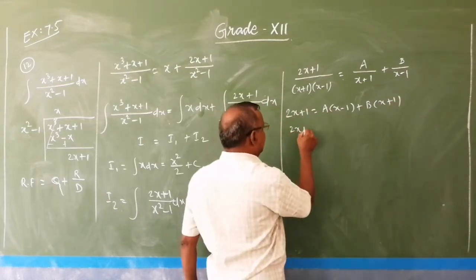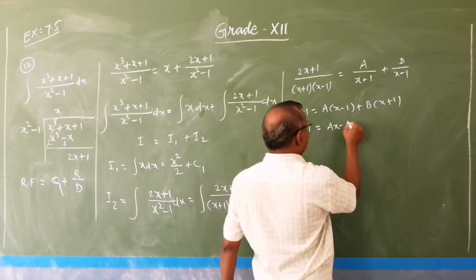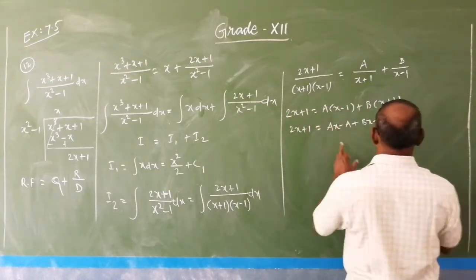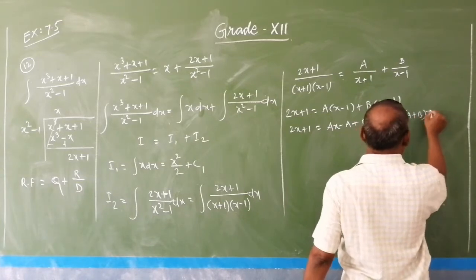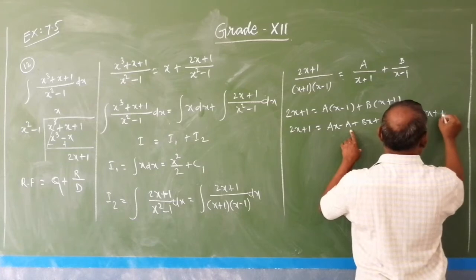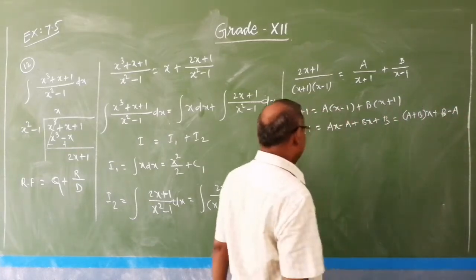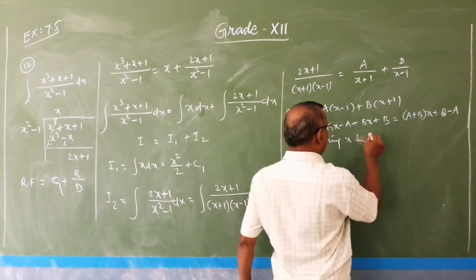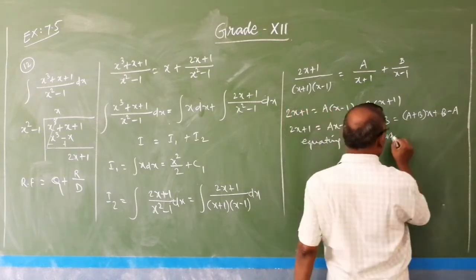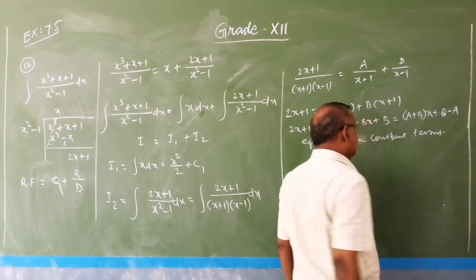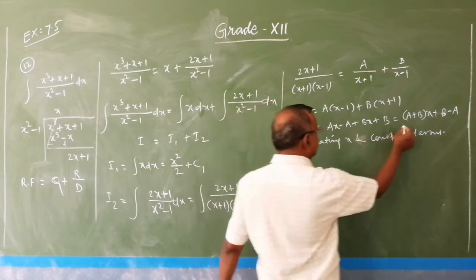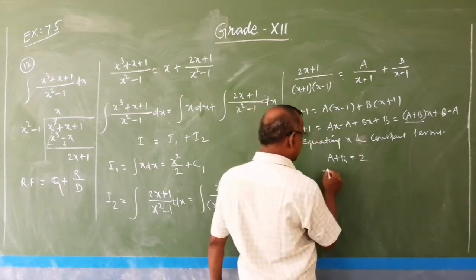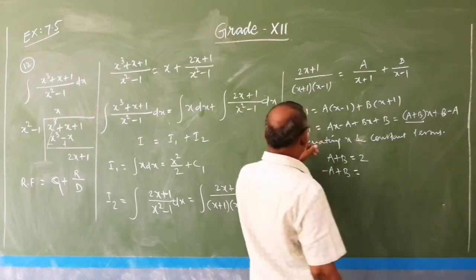Now 2x+1 is equal to Ax minus A plus Bx plus B, or x times (A+B) plus (B-A). Equating the x and constant terms, we have A+B equal to 2, and minus A plus B equal to 1.